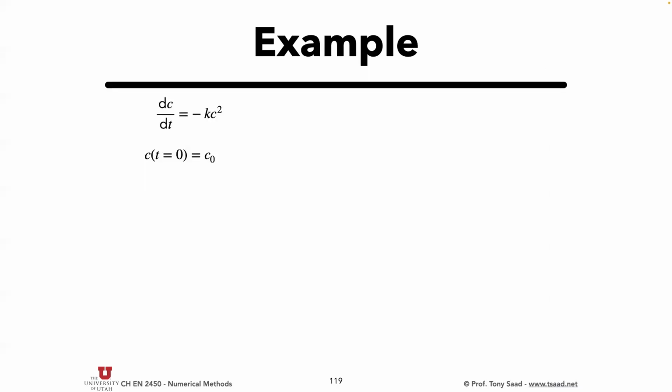Okay? So here's an example from kinetics. dc/dt equals minus k c squared, with an initial condition c at t0 equals c0. That's the initial condition. I want to use the backward Euler method on this, an implicit method.